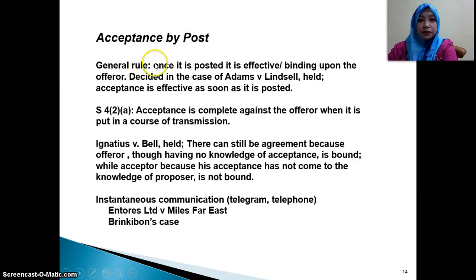A general rule: once it is posted, it is effective or binding upon the offerer. Decided in the case of Adams and Lindsay, it was held that acceptance is effective as soon as it is posted. However, according to section 4(2)(a), acceptance is complete against the offerer when it is put in a course of transmission.